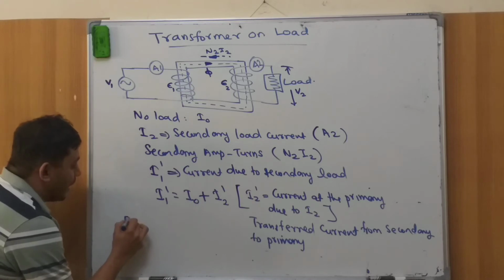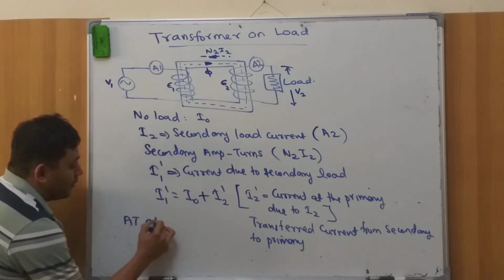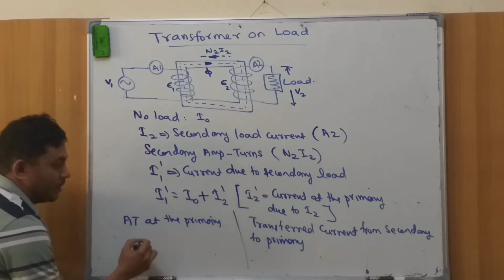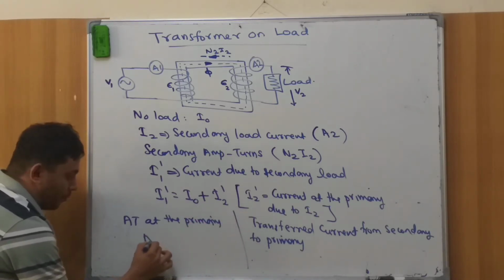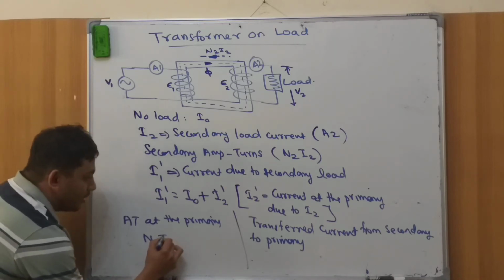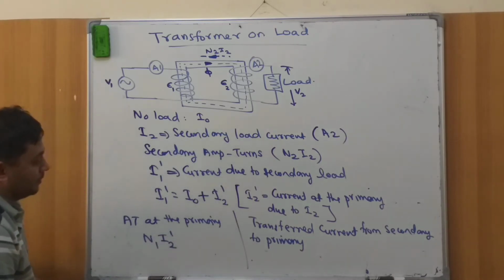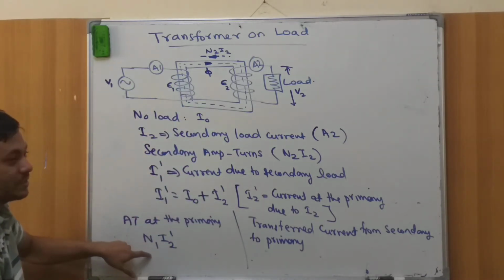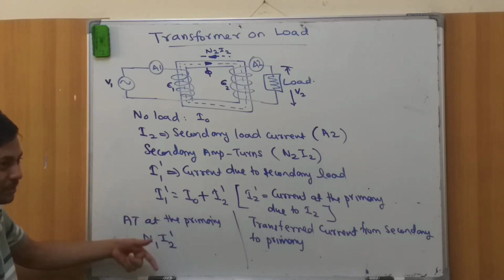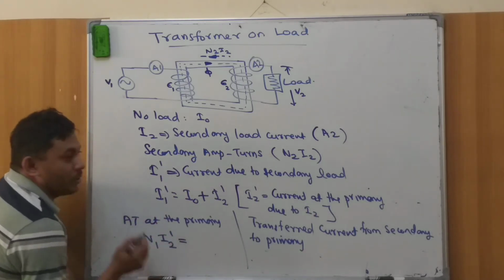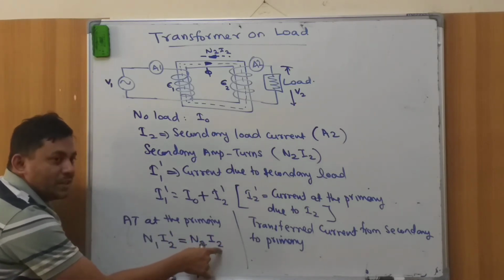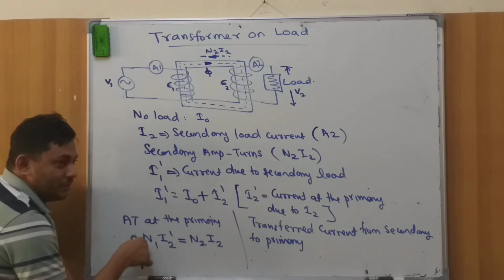Okay? So what is the AT, which is ampere turns at the primary? Ampere turns at the primary will be what? We have N1 turns and I2 dash, correct? Because I0 is already there, I am talking about the extra current, I2 dash. So N1 I2 dash is the new ampere turns in the primary. That is equal to what? N2 times I2. Because N2 times I2 is the new ampere turns, right? In order to counterbalance this N2 I2, you will have in the primary N1 I2 dash.